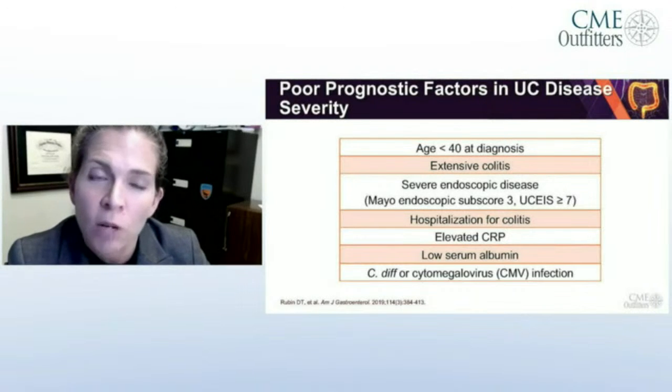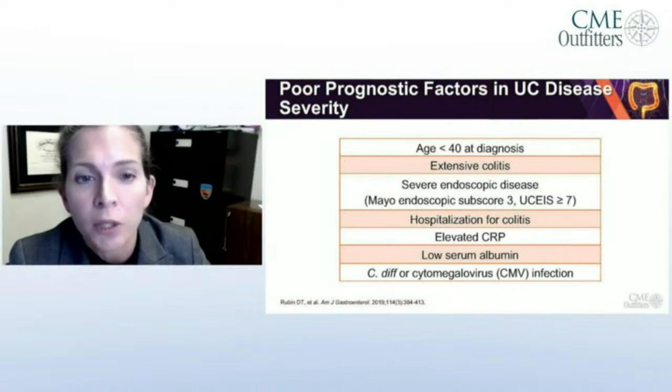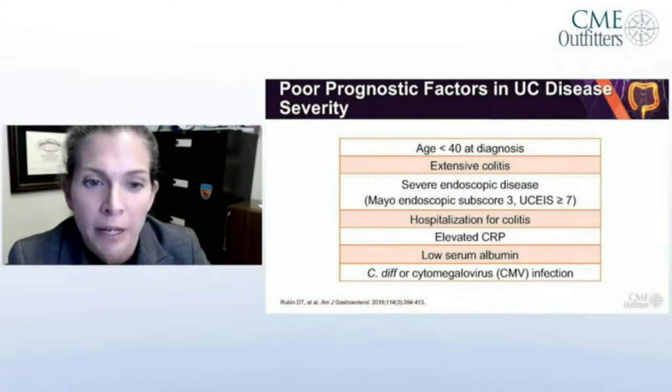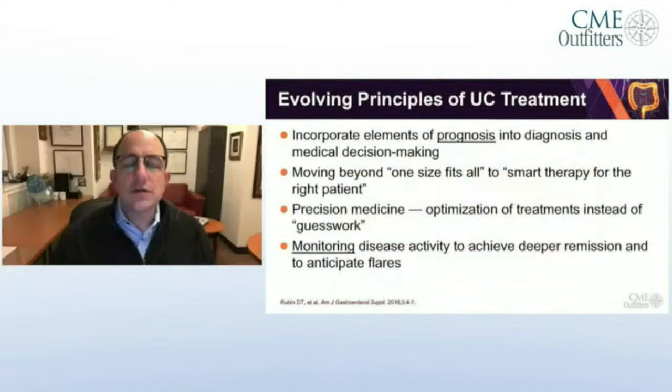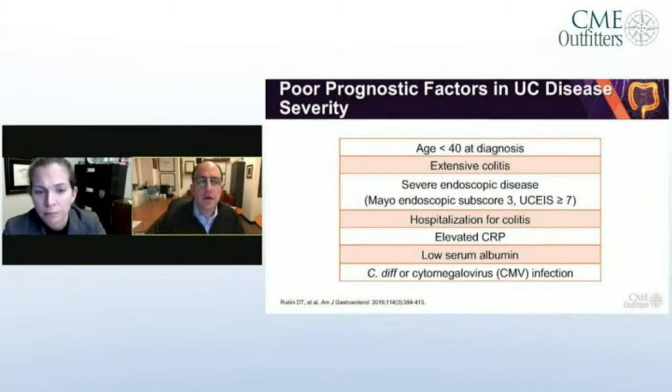So if your patient has a number of these factors, this is someone who really has much more moderate to severe disease and fits in a category where we need to be aggressive with their management. So Millie, do you actually take patients through their prognostic factors? Do you talk to them a little bit about this when you're trying to manage them?